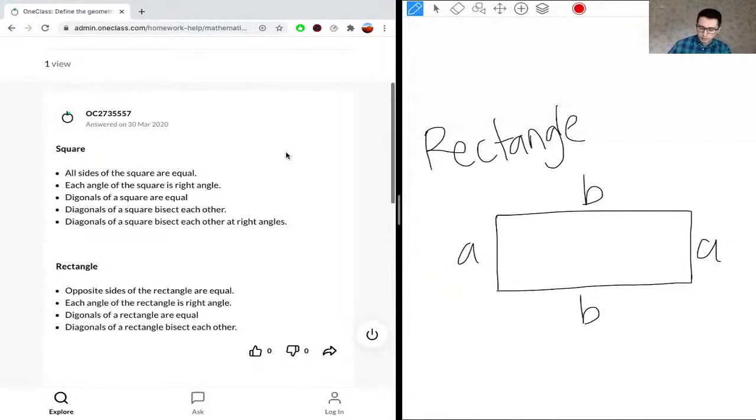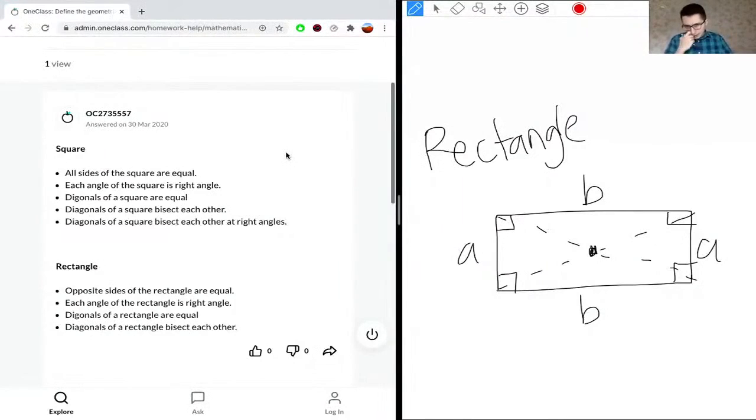Each angle of the rectangle, similar to a square, is a right angle. Diagonals of the rectangle are equal. So if we look at the diagonal here and the diagonal here, these two would be the same length. And then the diagonals of the rectangle bisect each other, and we know over here would be the midpoint of the rectangle.